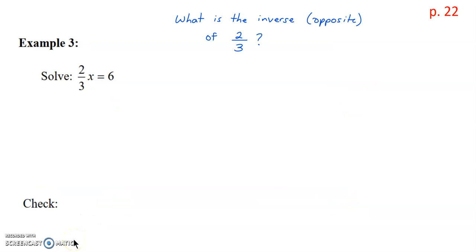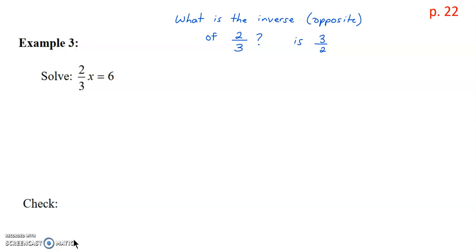In example 3, we have a fraction that is being multiplied to x. So when you have a fraction being multiplied to x, you can ask yourself a very important question. What is the inverse or opposite of 2/3? Because that can help you to solve this question a bit faster. The opposite of 2/3 is its reciprocal, 3/2.